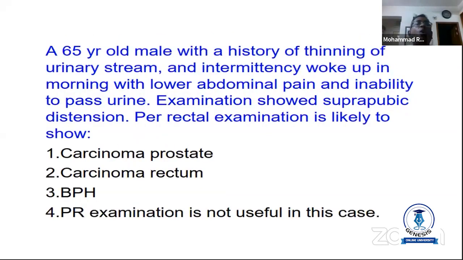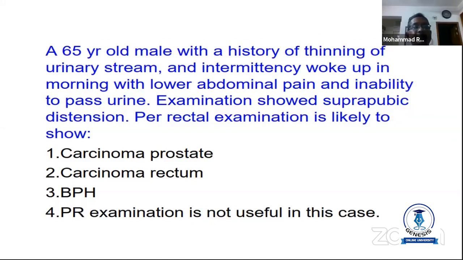A 65 years old male with history of thinning of urinary stream with intermittent wake up in the morning with lower abdominal pain and inability to pass urine. Examination showed suprapubic distension. Per rectal examination is likely to show carcinoma of the prostate, carcinoma of the rectum, benign prostatic hyperplasia. Per rectal examination is not useful in this case.